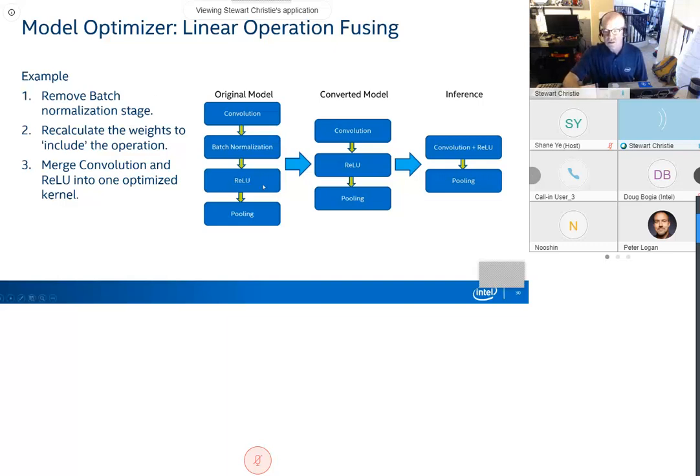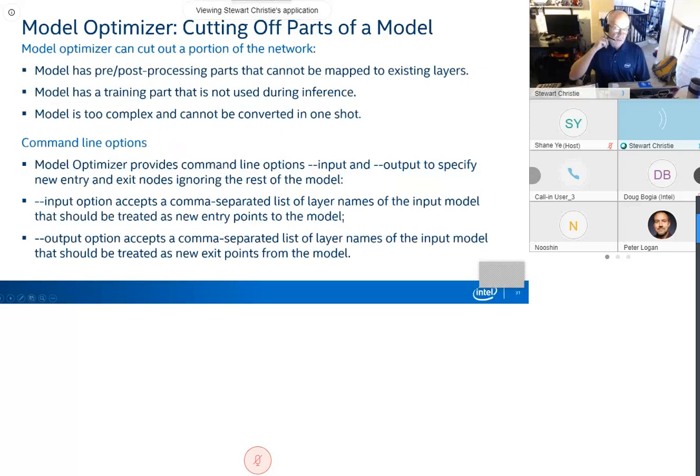Other things you could do. Where's my mouse gone? There we go. So you could cut off parts of a model, and there are various reasons to do that. I mean, obviously, if it's too big to fit, then you need to chop it down.